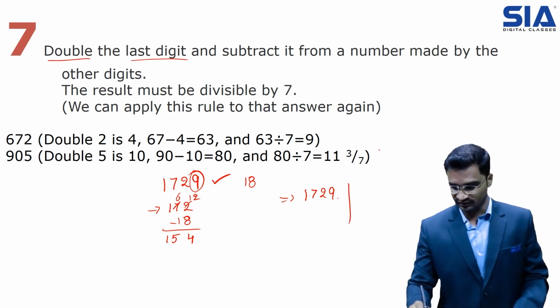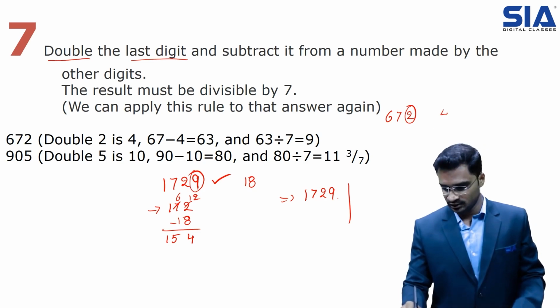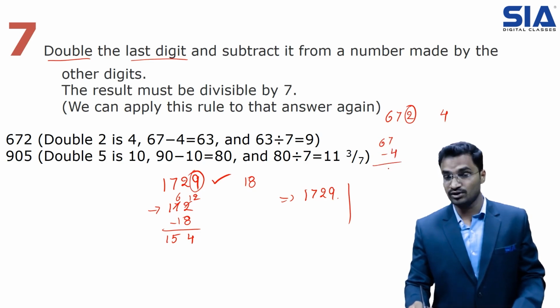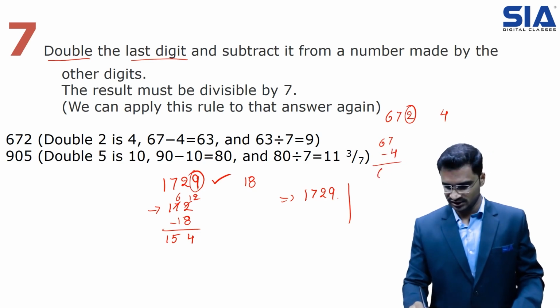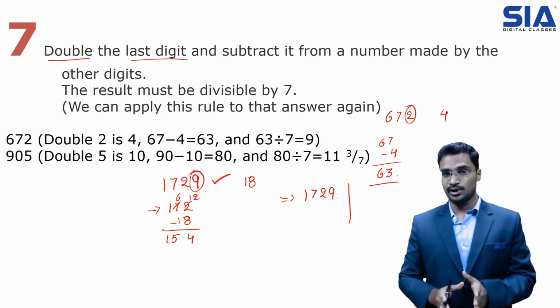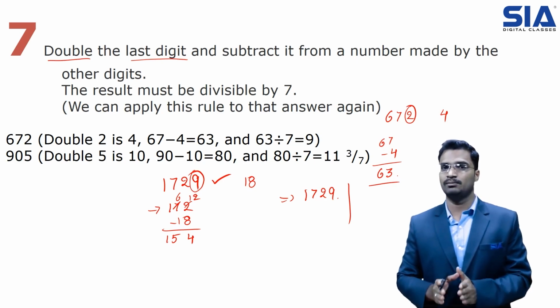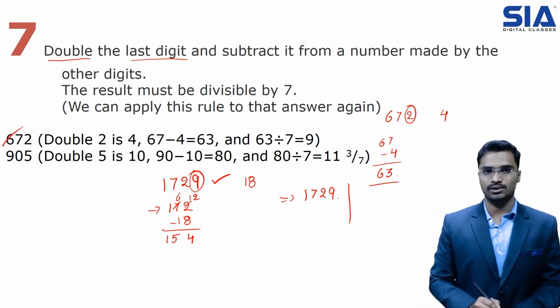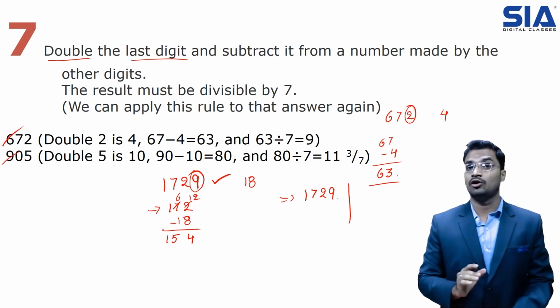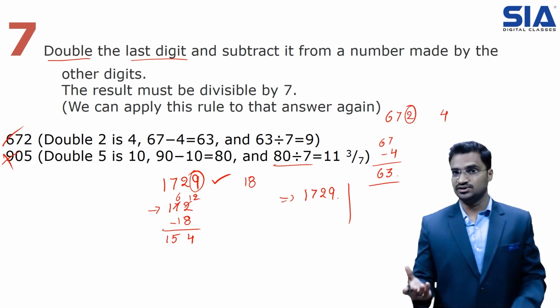In the same way, let us say 672. We have to take the last digit and double it. 2 2s are 4. Now we have to subtract it from the remaining value. 67 minus 4 is 63. Is 63 divisible by 7? Yes, it is divisible by 7. So this particular number 672 is also divisible by 7. But 905 is not divisible by 7, as 80 is not divisible by 7.